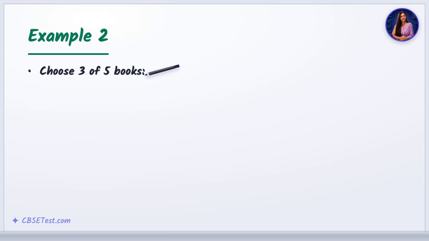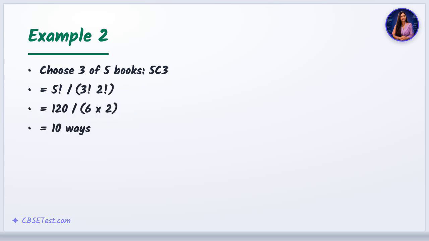To simply choose 3 books out of 5, order doesn't matter, so we use 5C3. That's 120 over 6 times 2, just 10 ways.